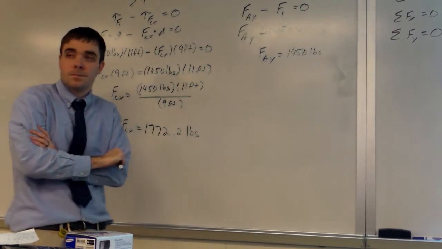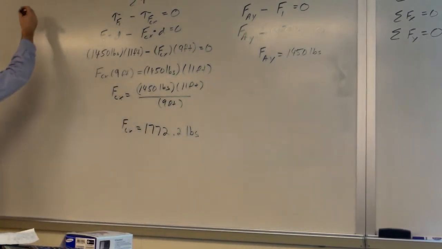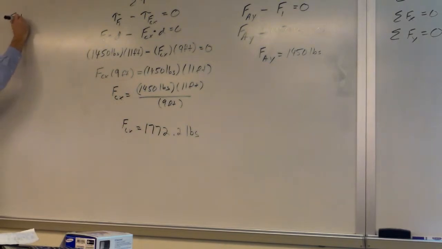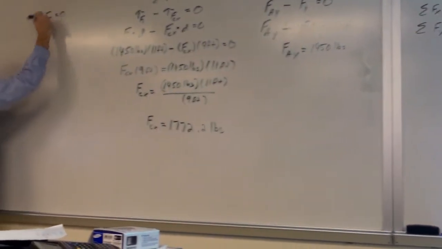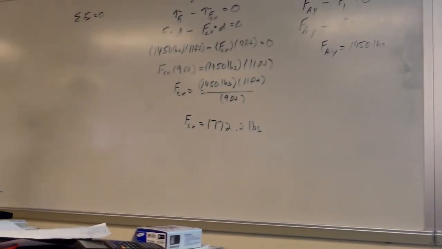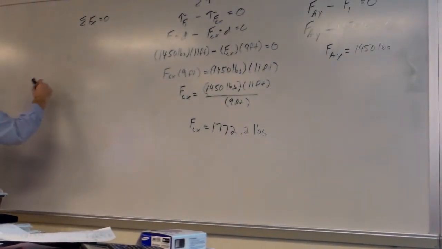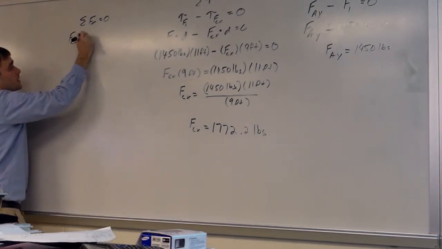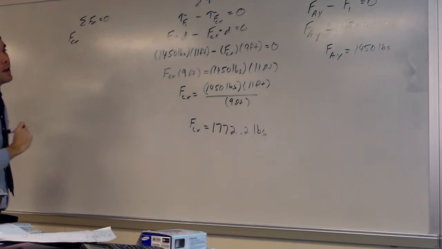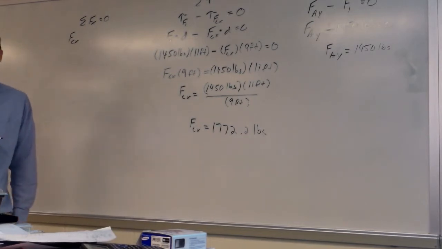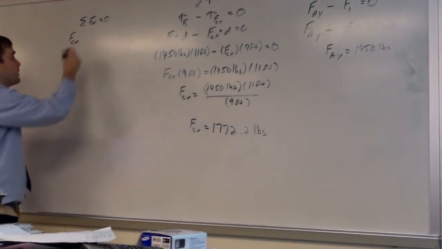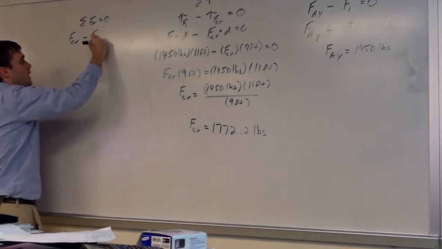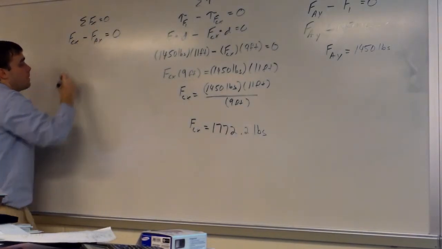Sum the Y forces and the X forces. Sum the X forces. So we're going to say summation of the forces in the X direction equals 0. Remember, right is positive, left is negative. So is FCX going to be positive or negative here? Positive. And is FAX, according to our assumption, positive or negative? Negative. So minus FAX, 0.